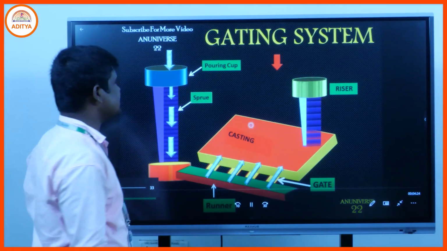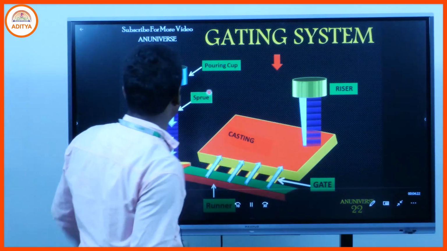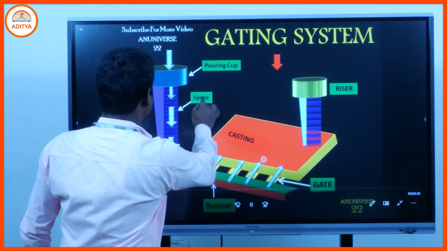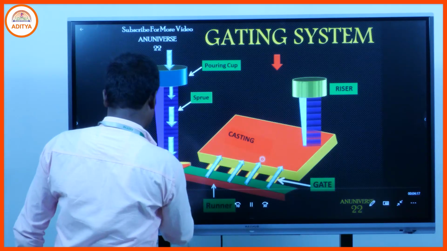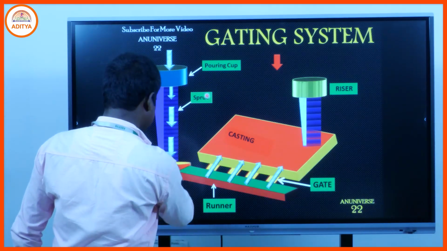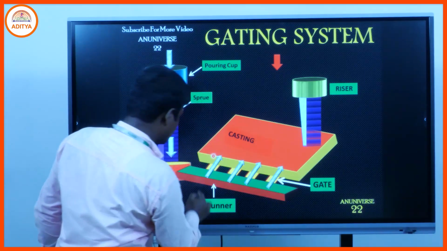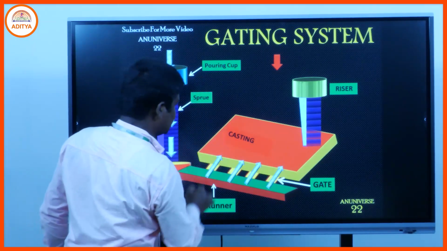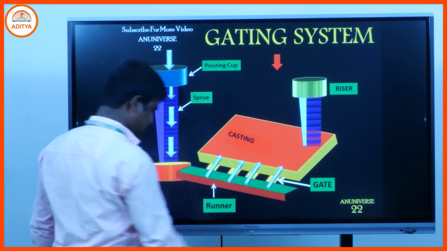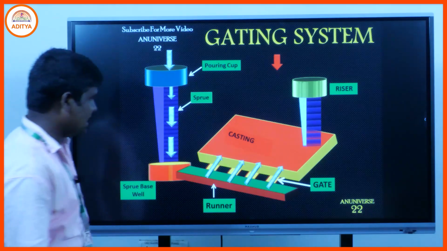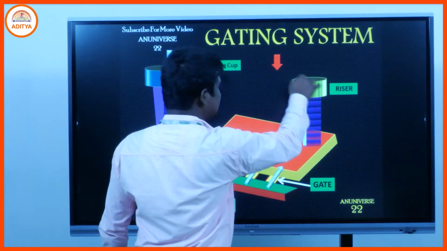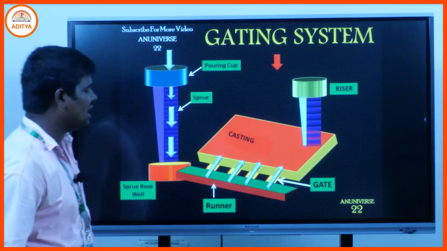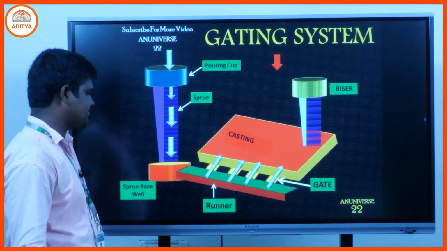Normal gating system, that is the picture of the gating system. That is the pouring cup, that is the sprue, that is the sprue base well, and that is the runner. And that is the gate, and that is the casting, meaning the mold cavity. Those are the different gates, and that is the riser, which is acting as a reservoir of the molten metal.